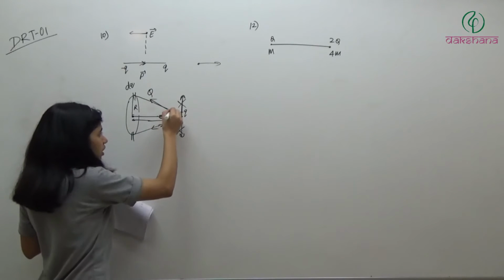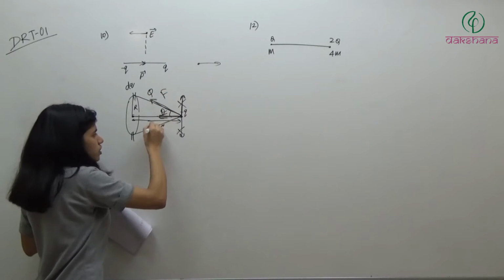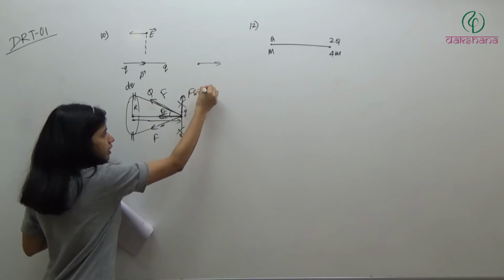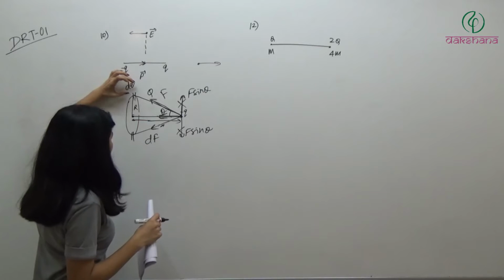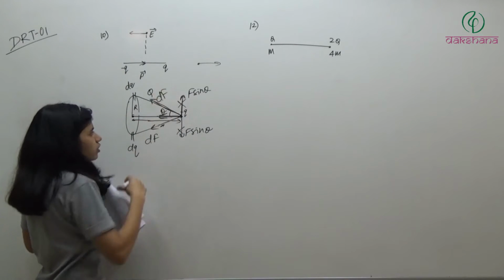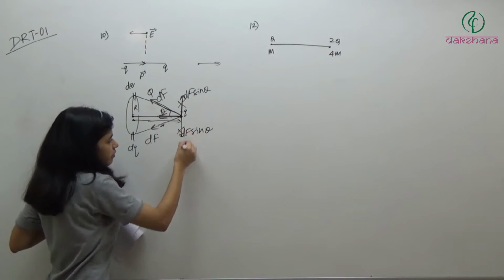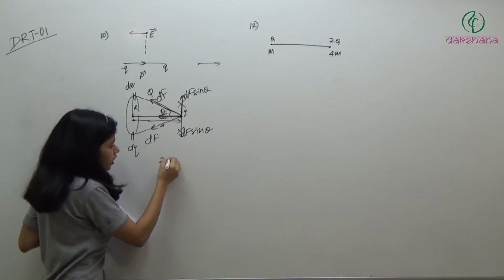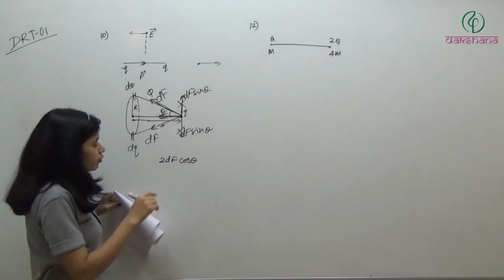So if this is theta, and let's say this was f, then this will be f sin theta. Or let's say it is df, because this is due to these two small charges dq. The force is df because of those small charges. So df sin theta will get cancelled, and df cos theta will get added. Because of that we'll have 2 df cos theta. Now what will be the value of theta? What will be the value of df? That we'll find out.